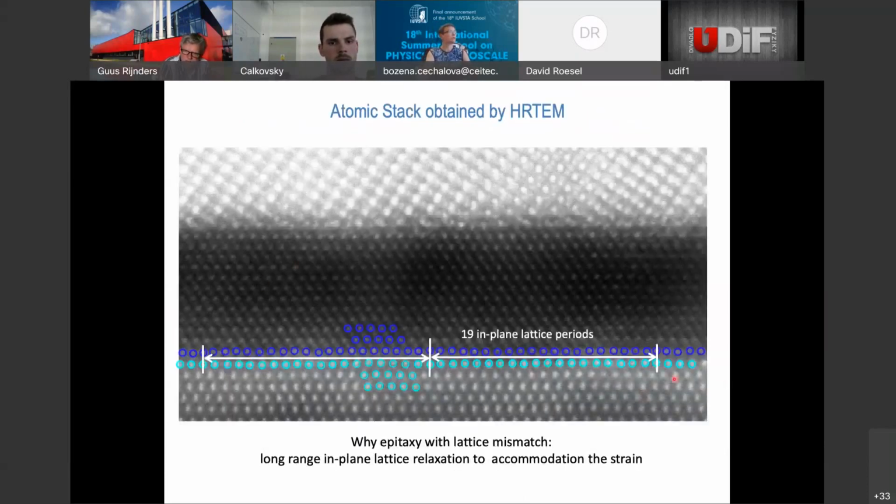We looked into this in more detail, and actually it is quite interesting to see that 19 in-plane lattice parameter periods of the GaN fit around 20 of the magnesium oxide. And this is repeated in 2 directions. This was very interesting to see.